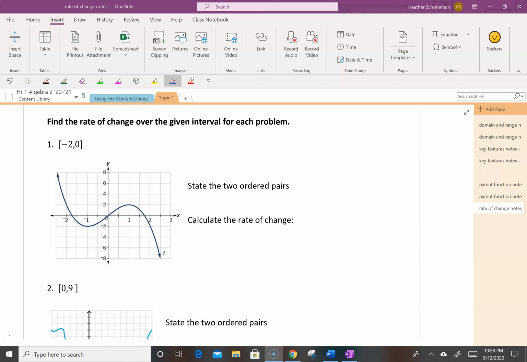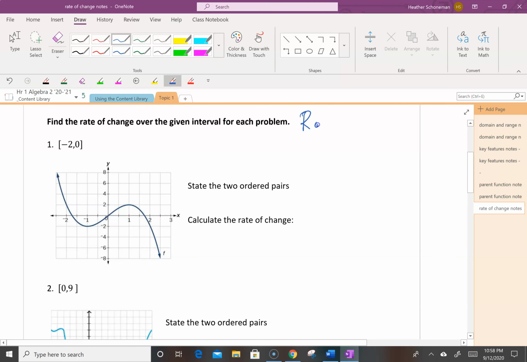Right, these notes are over rate of change. A couple things that we need to know is rate of change is going to be measured on the graph for a certain interval. And rate of change, okay, is basically like you're finding the slope, which you've done before. Okay.